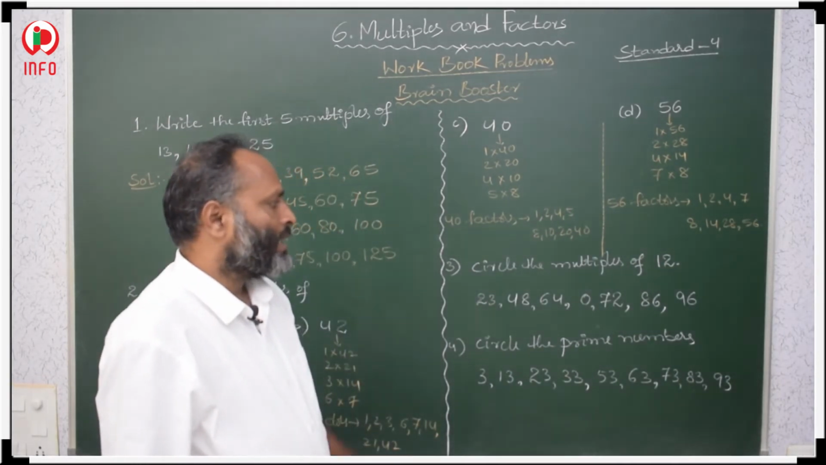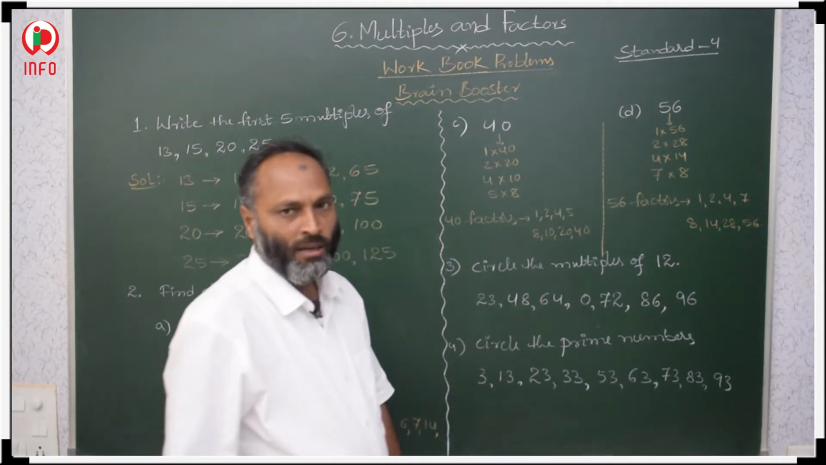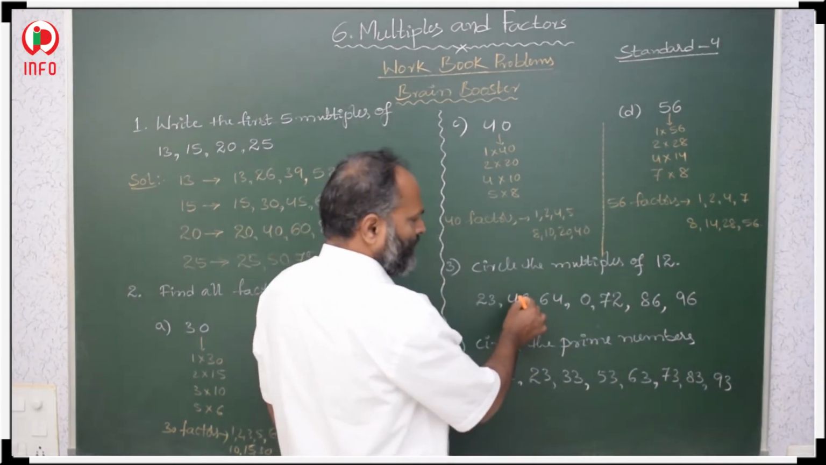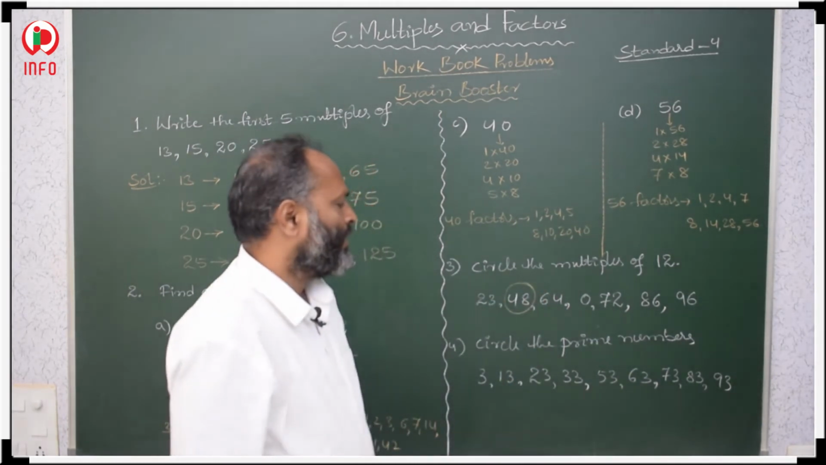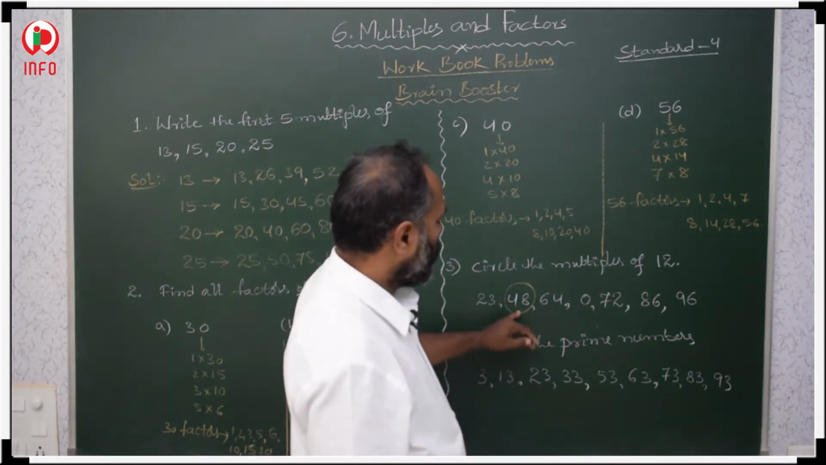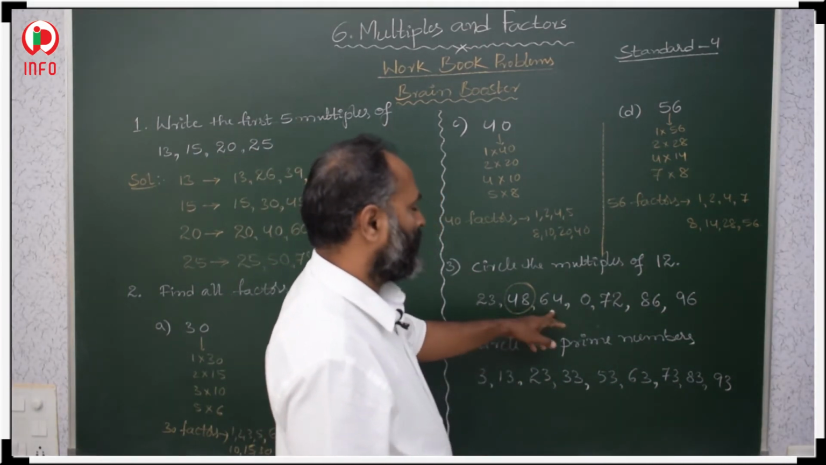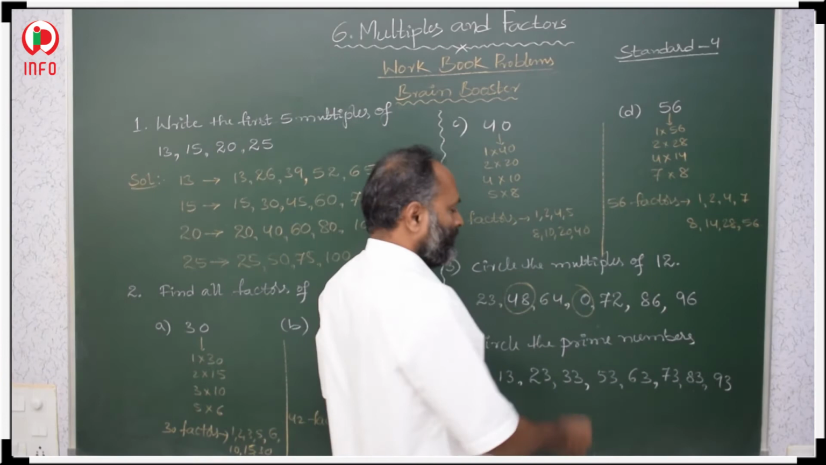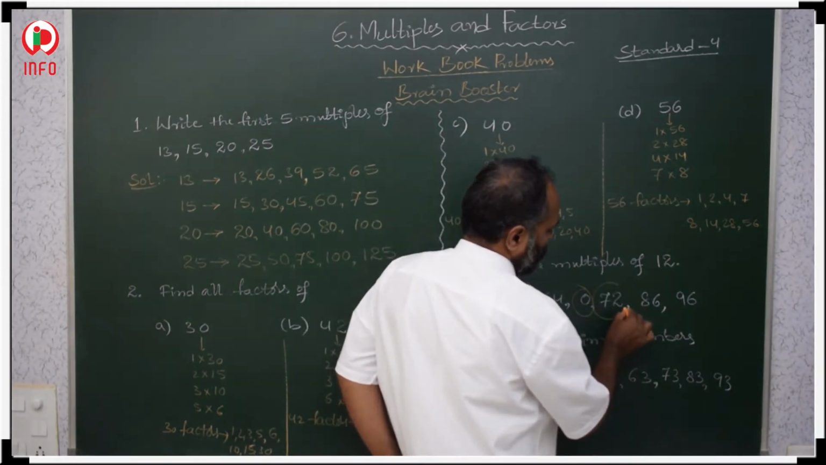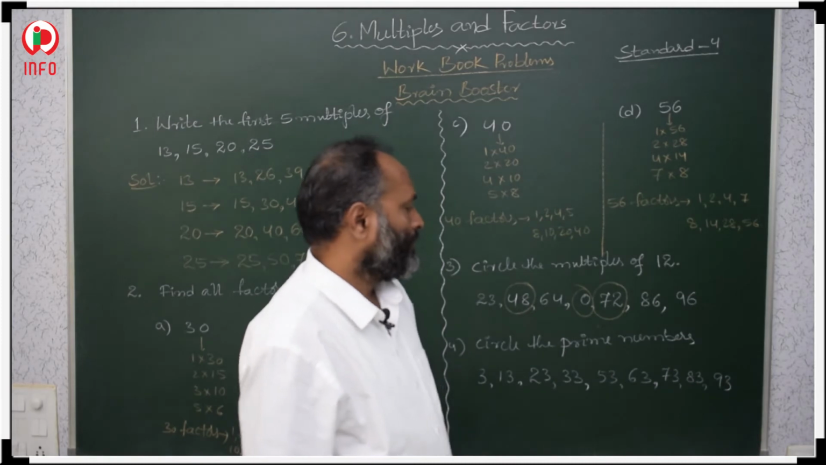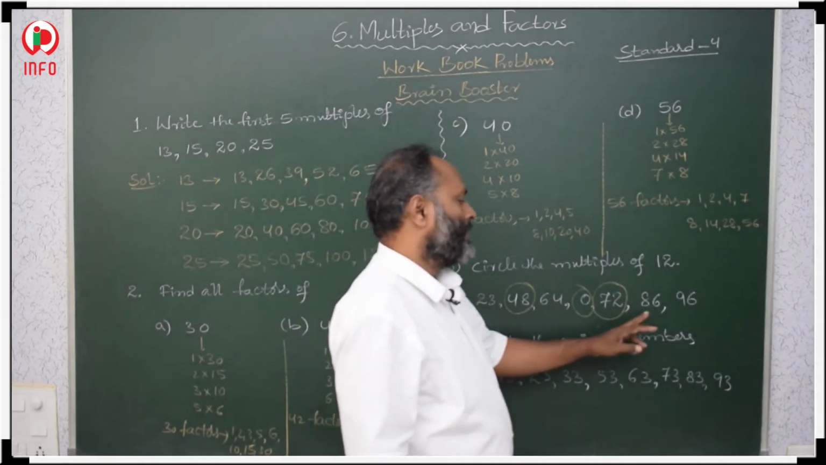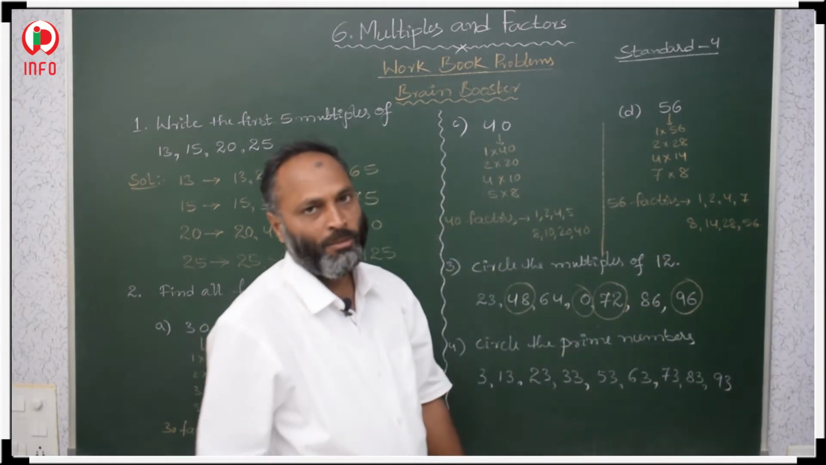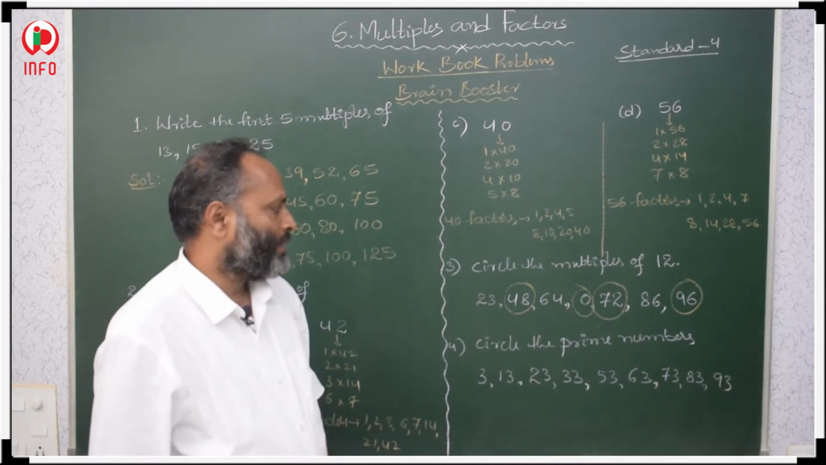Now circle the multiples of 12. 12 multiples we have to circle. 23 won't come in the 12 table. 12 fours are 48, 12 fives are 60, 64 won't come, 12 zeros are 0, 12 sixes are 72, 12 eights are 96. These are the multiples of 12.